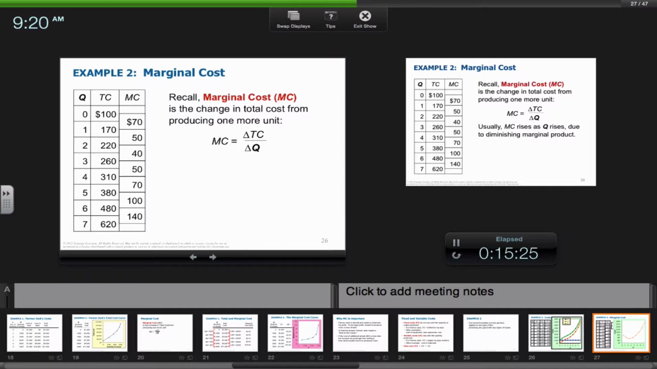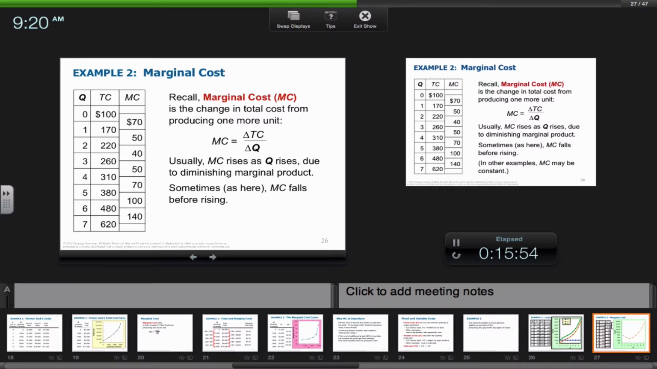All right. Marginal cost, again, is the change in total cost divided by the quantity change. Note this word right here, usually. Marginal cost rises as quantity rises due to diminishing marginal product. Instances where that doesn't happen are out there. For instance, right there. Sometimes marginal cost falls before it goes back up.